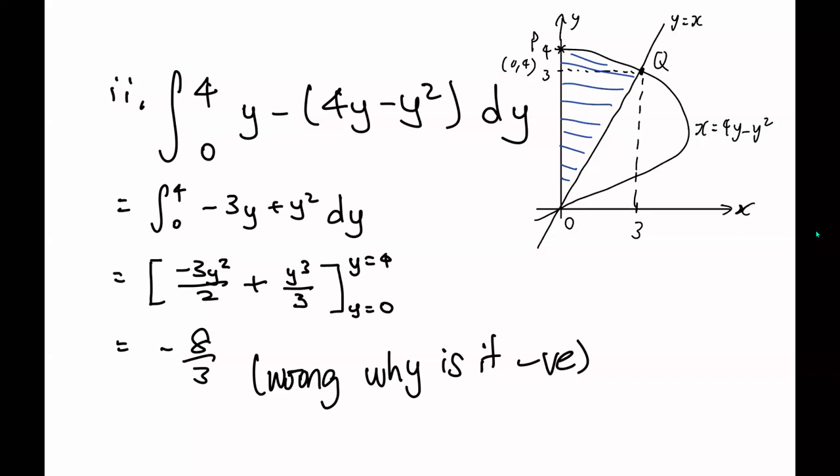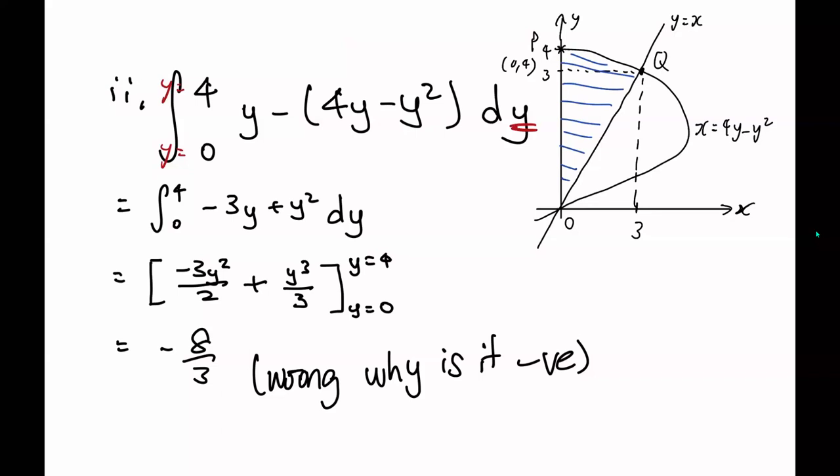Here the interpretation is wrong. When you take something minus something, you need to make sure that it is really the upper and the lower within the entire interval. Sorry if I didn't make it clear enough. Within the entire interval, in this case dy, so y equals 0 to y equals 4, you need to make sure that within this entire region, the upper function is y and the lower function is 4y minus y squared. Let's check whether that's true or not.